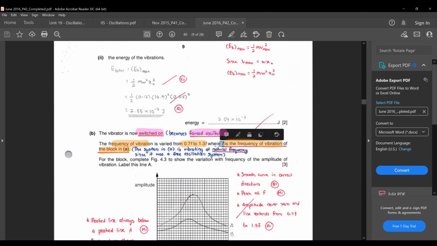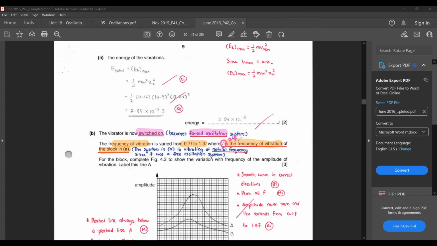So this F now, think of it another way, is your natural frequency. They are saying that they're changing the frequency of your vibrator from 0.7 F to 1.3 F. And from there, they ask you to complete the figure below to show the variation of the amplitude of vibration with frequency, and then label this line A.